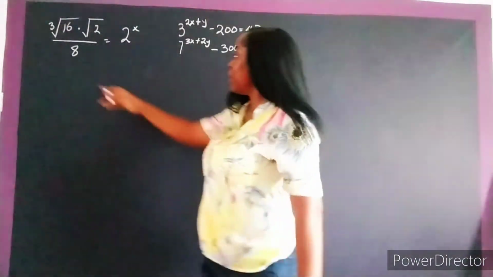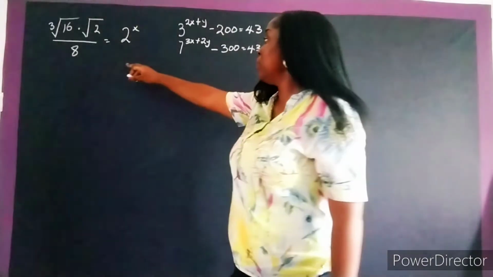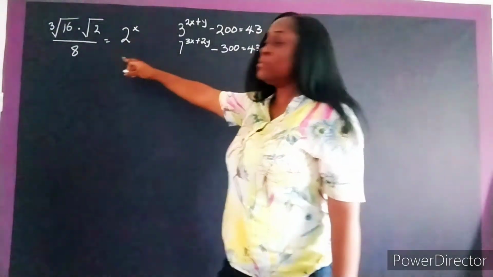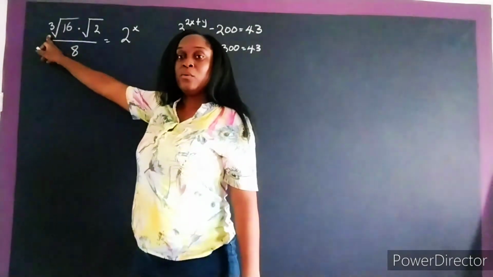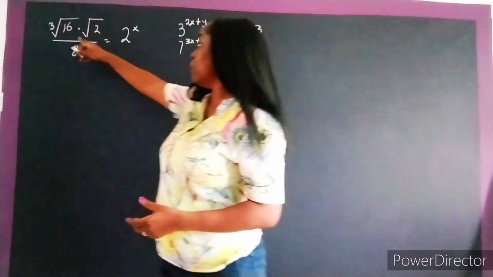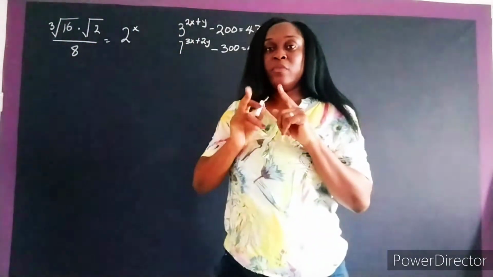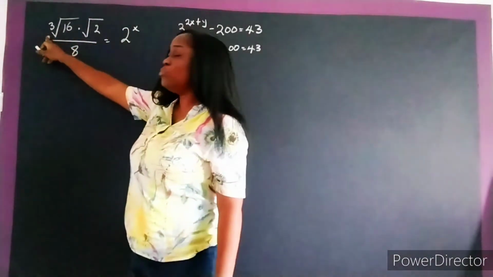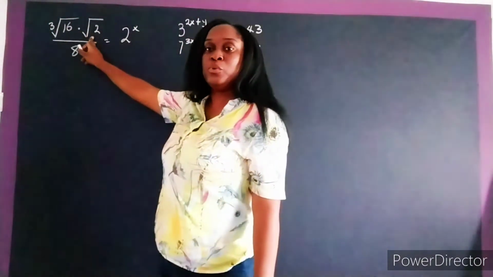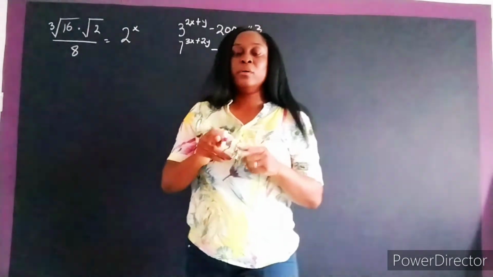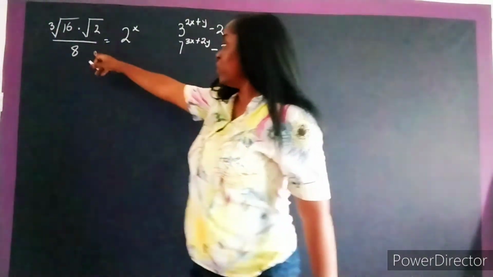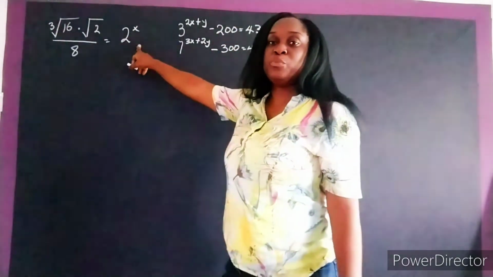So let's jump right into this problem. We're looking for the value of x. The problem has a cube root. When you see a root sign with 3, it means it's a cube root. That means it's a number raised to the power 1 over 3. The cube root times the square root of 2. The square root is a number raised to the power half. All over 8 equals 2 raised to the power x.